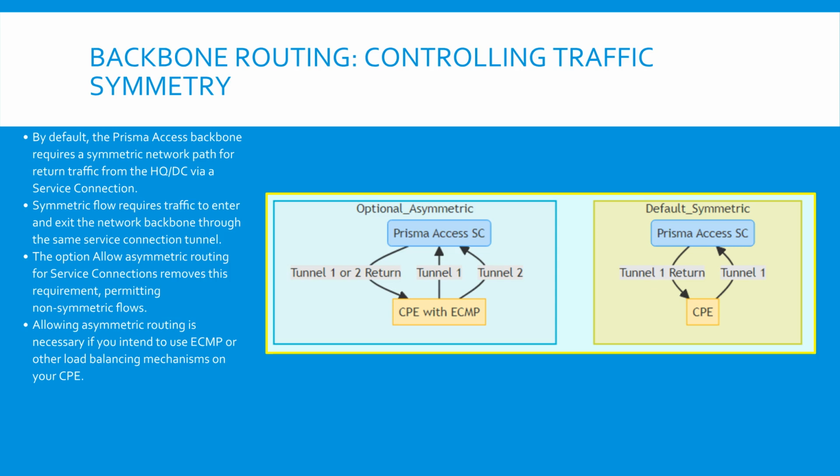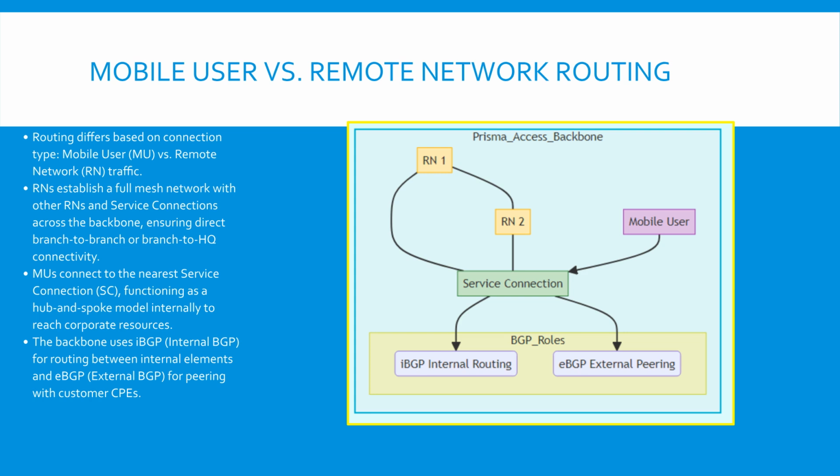Understanding routing in Prisma Access requires differentiating how mobile users and remote networks utilize the backbone. Remote networks are designed to connect to Prisma Access, forming a full mesh network with all other remote networks and service connections. This means all branches can talk directly to each other through the cloud. However, mobile user routing is different. The mobile user device forms a tunnel only with the nearest service connection. This means that for mobile users to reach a branch site, the traffic routes through the service connection, essentially following a hub-and-spoke architecture within the backbone.